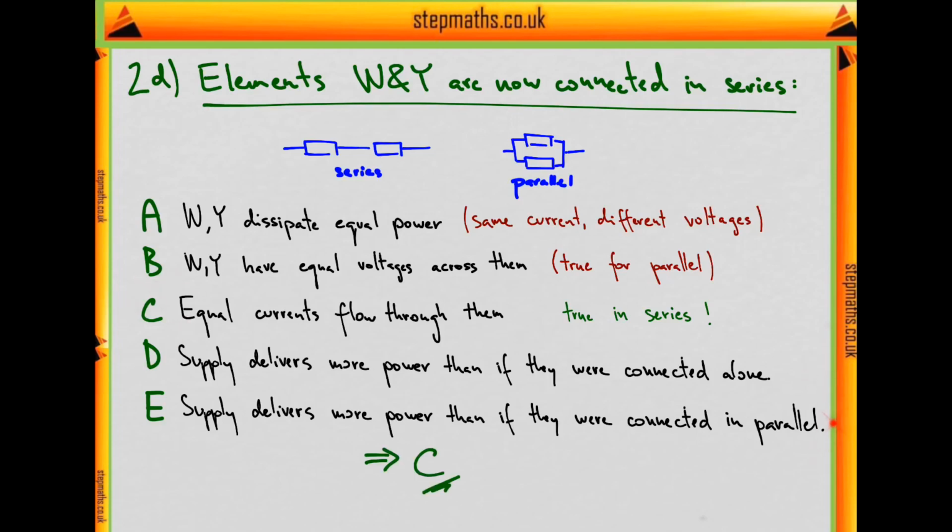And the other two statements, they're a bit more complicated. We'd actually probably have to do some calculations to justify that they're both wrong. But generally speaking, when we have a setup and we are comparing two elements on their own, in parallel and in series, then the setup in series is the most power demanding.